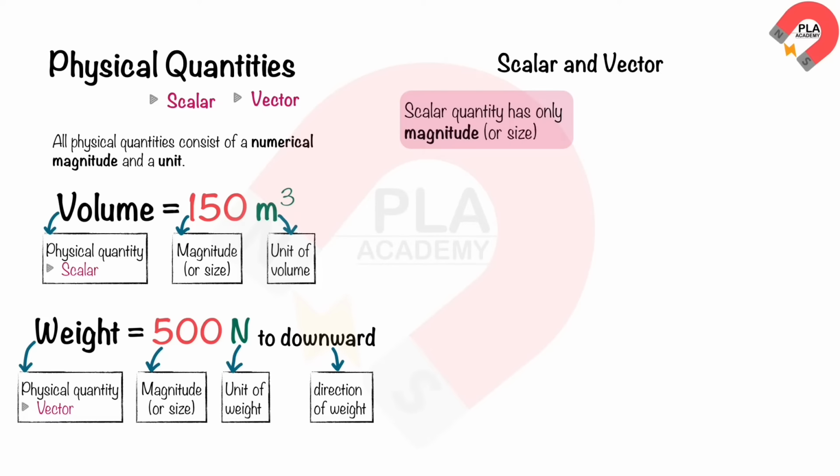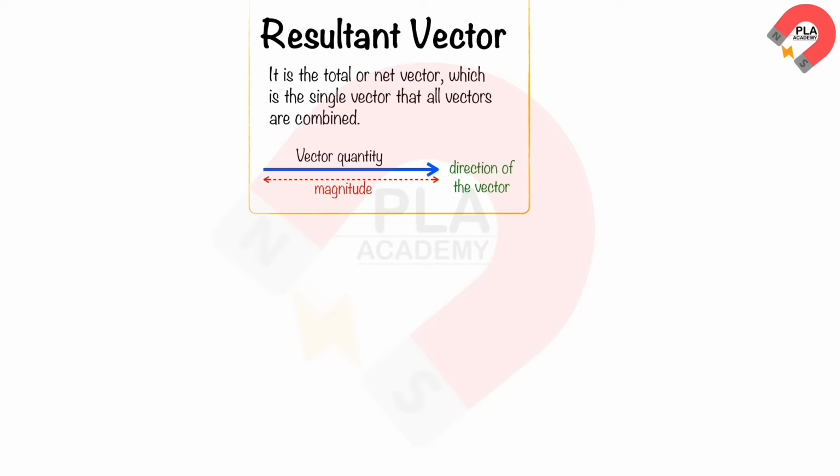Resultant vector. It is the total or net vector, which is the single vector into which all vectors are combined. Vector quantities are represented by arrows. The arrowhead indicates the direction of the vector. The length of the arrow represents the magnitude. There are 2 methods that can be drawn to determine the resultant vector: the triangle method and the parallelogram method.